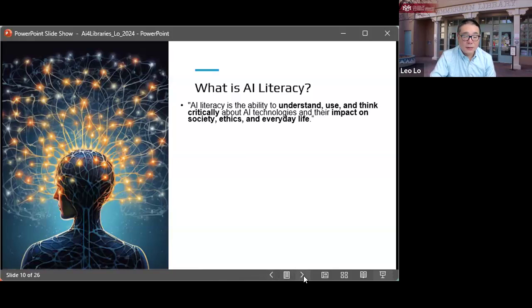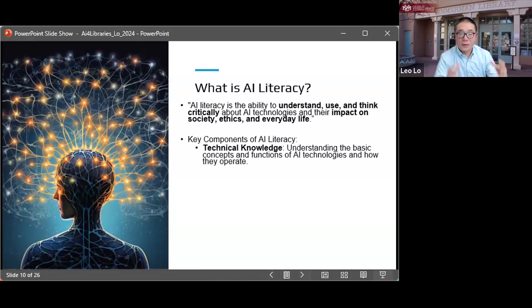So here are some of the key components that I think make up this thing called AI literacy. We need to have a little bit of technical knowledge, grasp the basic concepts like machine learning, algorithms, and data processing, and recognize how AI is used in different fields like healthcare, finance, education, and other areas as well.